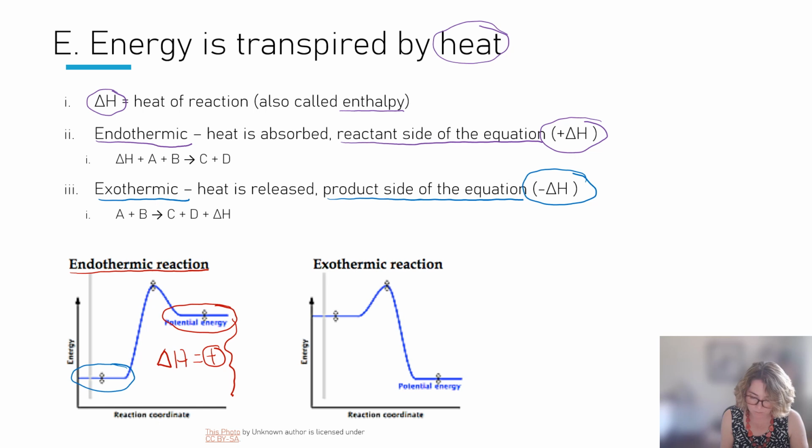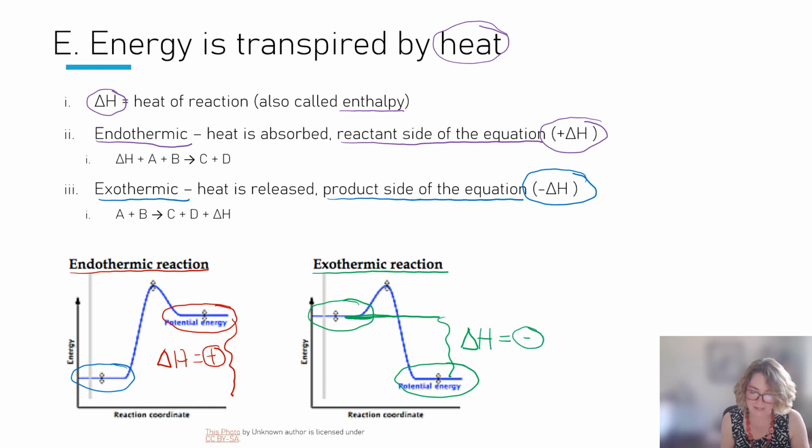In an exothermic reaction, my reactants have a higher energy than my products. And again, if I were to take the difference here from my reactants to my products, my delta H value would be a negative value. So make sure you can keep these straight, endothermic versus exothermic, when you have a positive delta H, when you have a negative delta H, and what side of the reaction that should be written on. And again, remember that endothermic, it goes on the reactant side, and exothermic, it goes on the product side.